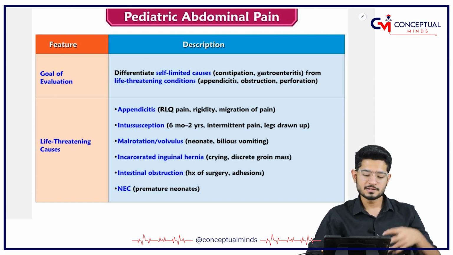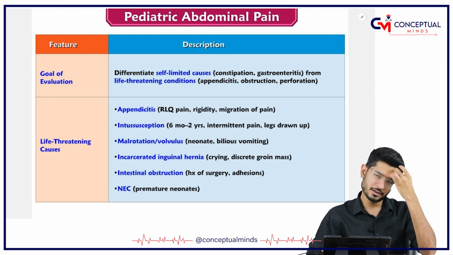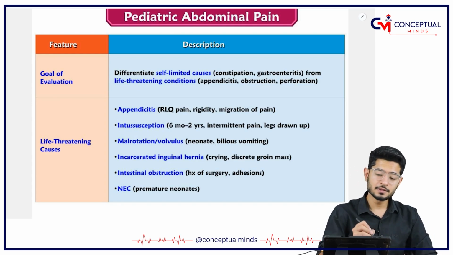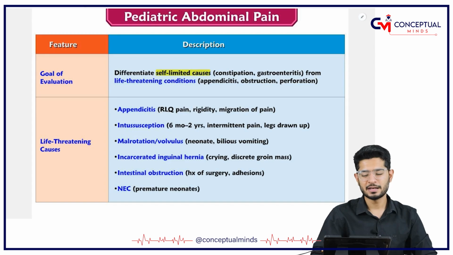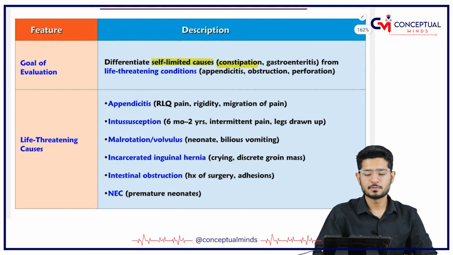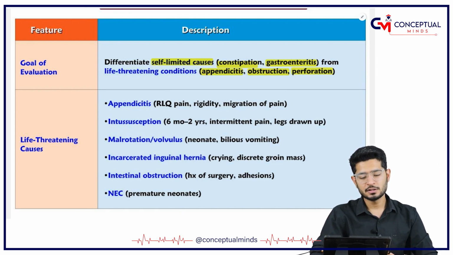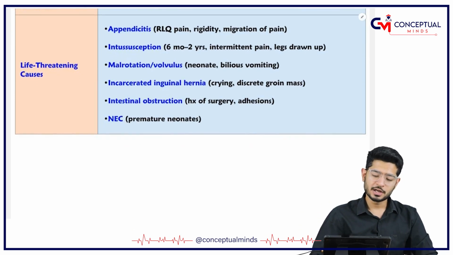In most cases, the goal of evaluation of pediatric abdominal pain is to see if the child has some self-limited cause, like constipation, which is also responsible for stomachache or abdominal pain, or gastroenteritis. Both of these are self-resolving in the pediatric population, whereas some are life-threatening conditions like appendicitis, obstruction, and perforation. But there are some self-limited causes like constipation as well as gastroenteritis. So how will you differentiate clinically?